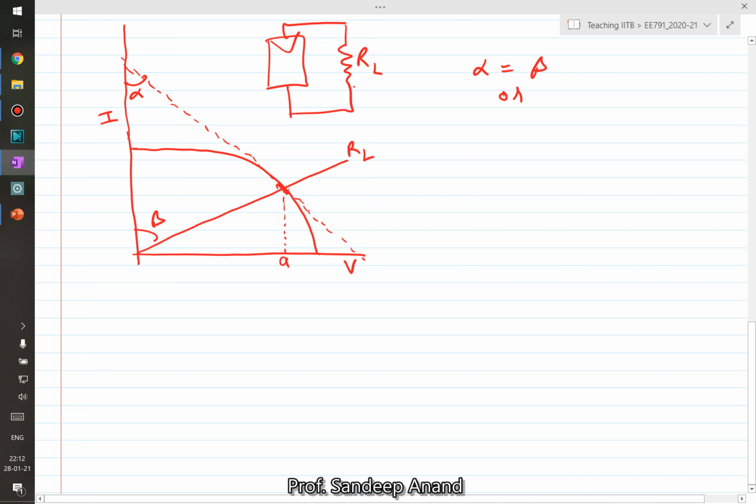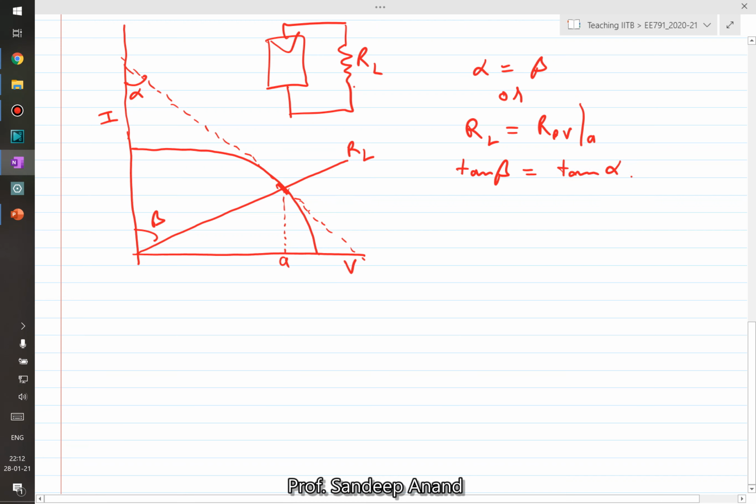or you can write it in terms of the resistances. So the load resistance should be equal to the source resistance at this point A. What is the source resistance at this point A? It is nothing but the slope of the tangent, which is the slope of the IV characteristics. Let me call this R of PV at point A. Now, what is RL? RL is tan of beta, and the source resistance is tan of alpha.